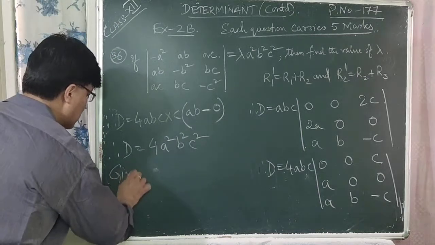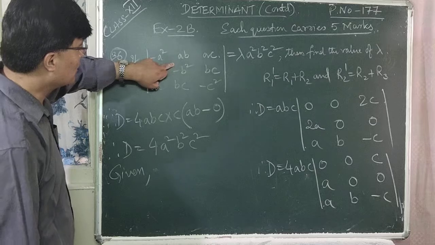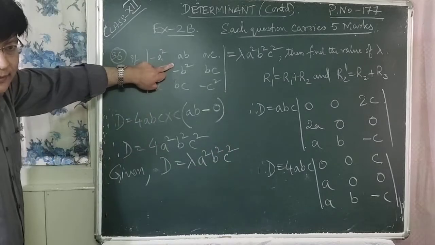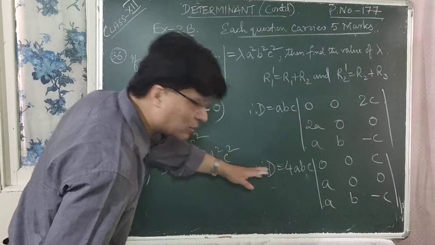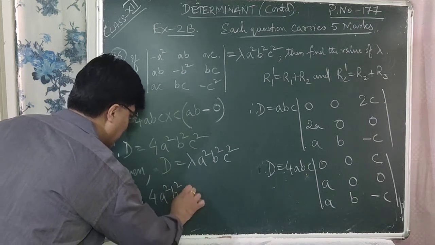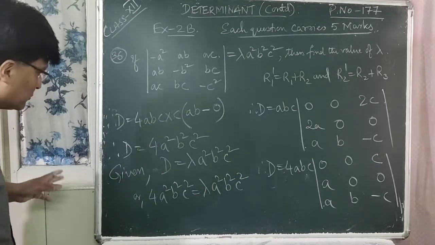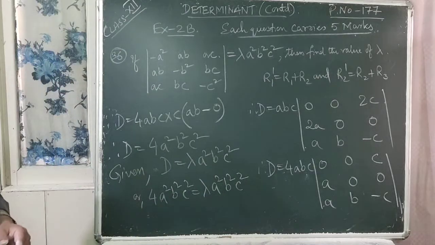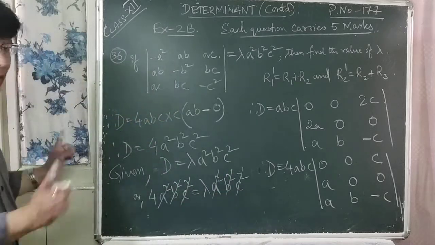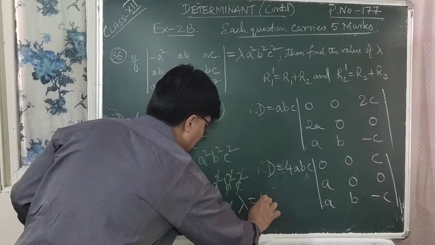Now, actually, we had assumed this determinant as D, isn't it? So this D is equal to lambda A square B square C square. But just now we got the value for D, isn't it? What is the value for D? This one. So 4A square B square C square is equal to lambda A square B square C square. So from both the sides you can cancel the common term. That is, A square, B square, C square gets cancelled. What do we get? 4 is equal to lambda, or lambda is equal to 4.